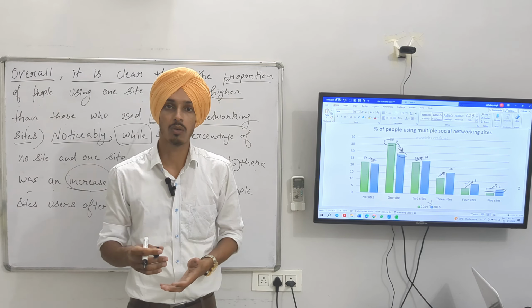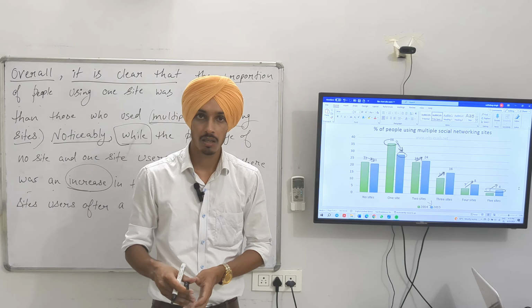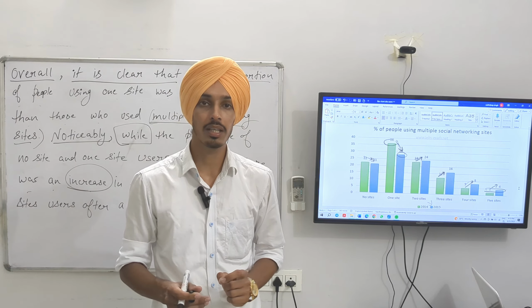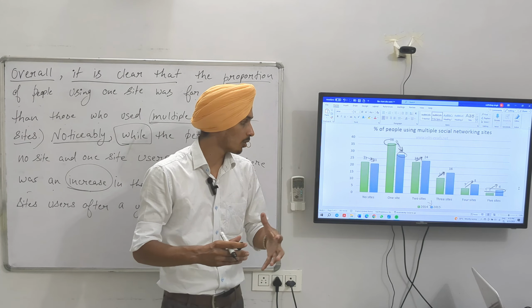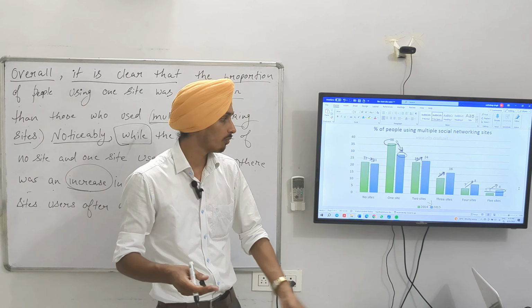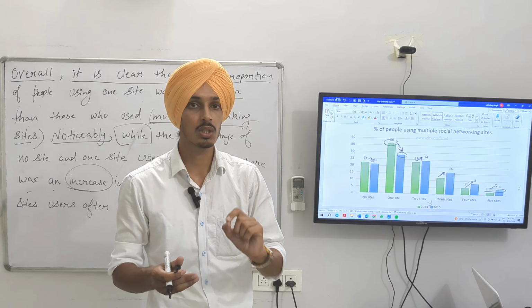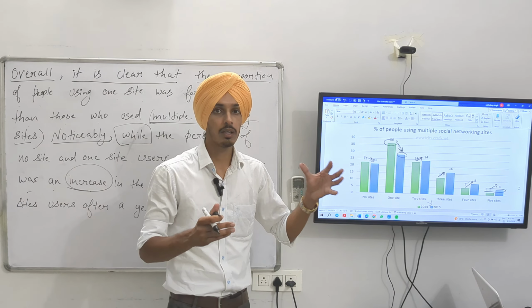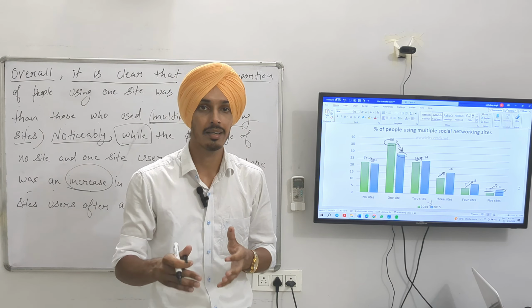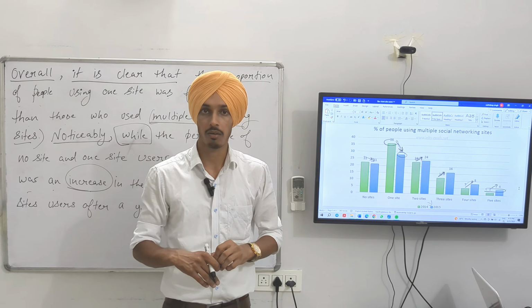Now we will move towards writing body paragraph 1 and body paragraph 2, in which we will mention each and everything of the data. Meaning if we are talking about no site users, we will talk about these two bars by giving the percentage of both the bars. If we are saying that it's maximum, we will tell how maximum it is. So we are going to do everything in body paragraph 1 and body paragraph 2.